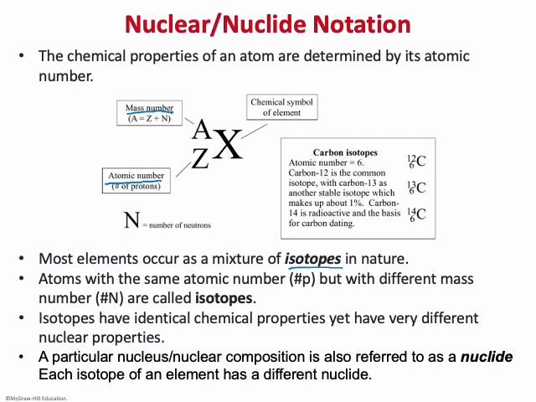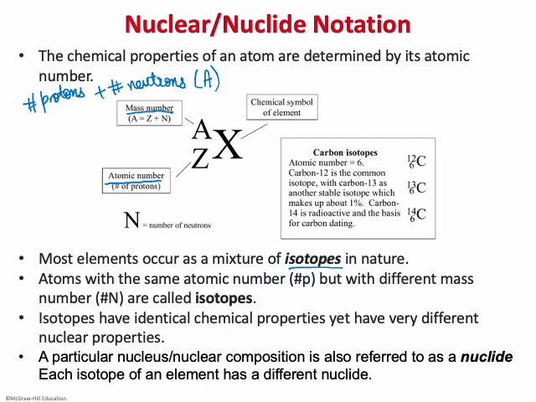So what is mass number? The mass number of an atom is defined as the number of protons plus the number of neutrons, and mass number is usually abbreviated with the symbol A. So A stands for protons plus neutrons that are present in the nucleus.